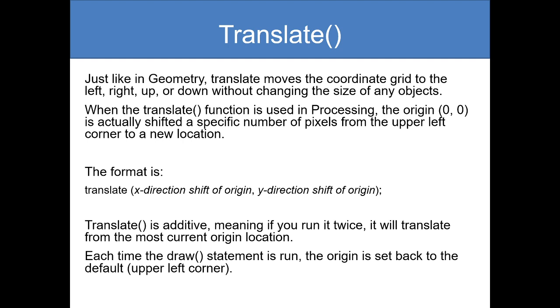Each time the statement is run, the origin is set back to the upper left. What that means is, if you translate multiple times inside of draw, you're going to have changes. But whenever draw restarts, when it goes back to the top of draw, the origin goes back to the upper left-hand corner. So it doesn't stick there permanently, but it is something you have to pay attention to, especially if you're doing big artistic programming.